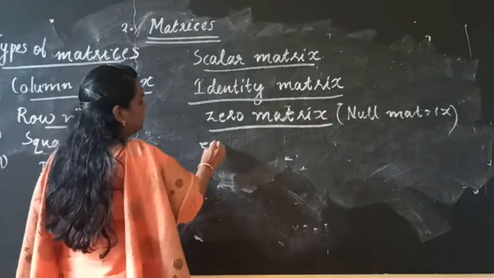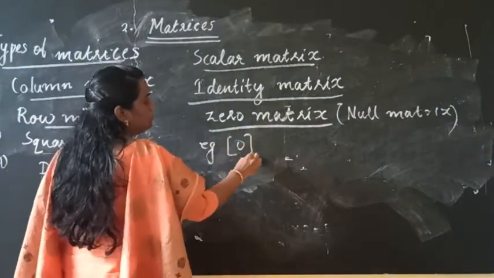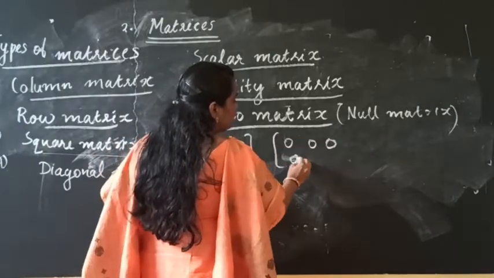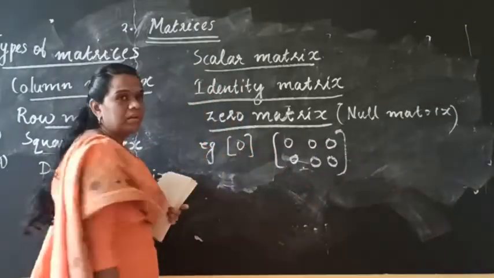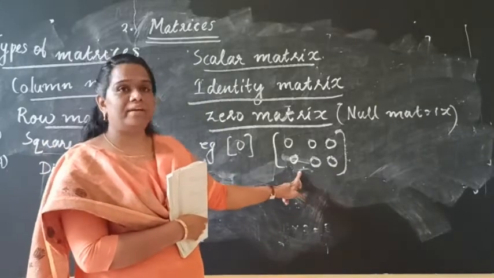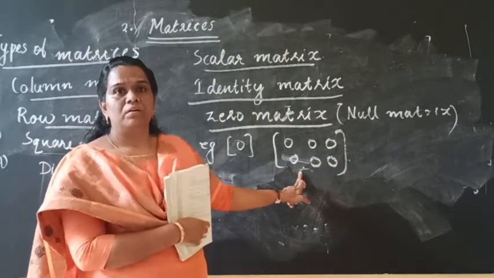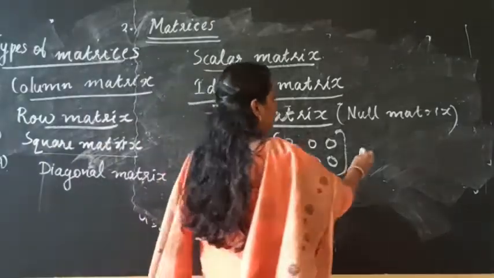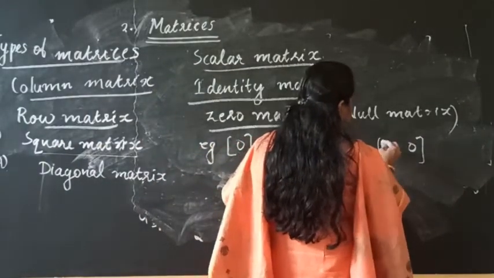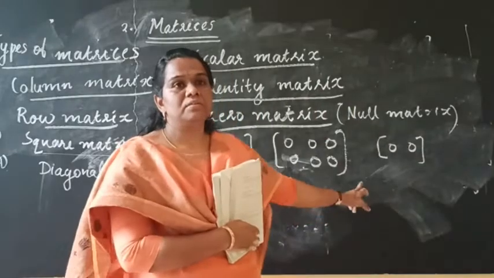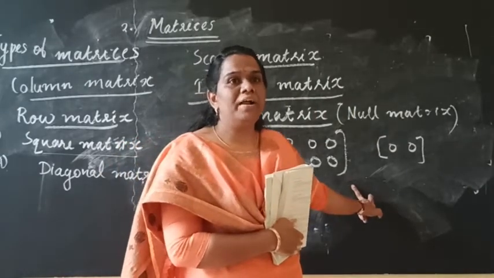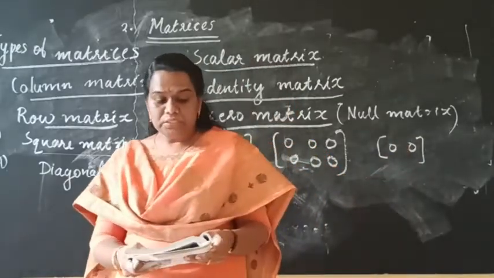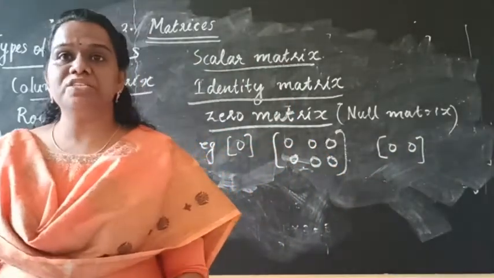Example. How to write an example? Matrix 0 0 0, 0 0 0. What is the order here? 2 by 3. Okay? Or if you simply write 0 0, what is the order of this matrix? 1 by 2, one row, two columns.